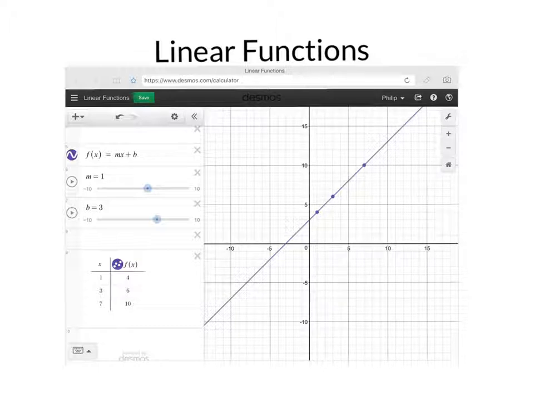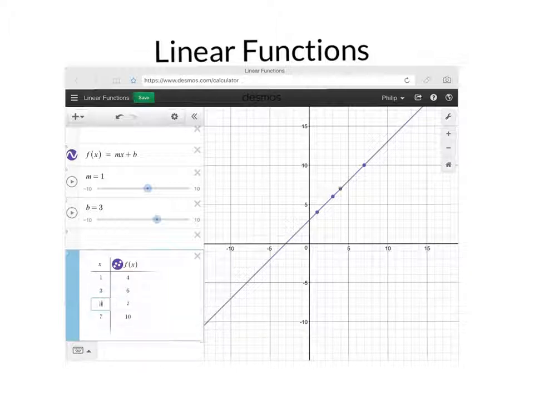So what I should be able to think about is the steepness of my graph should have something to do with how much my output is changing. And in fact, one of the things that we say slope measures is, if I have one additional unit of input, how much more output do I get?